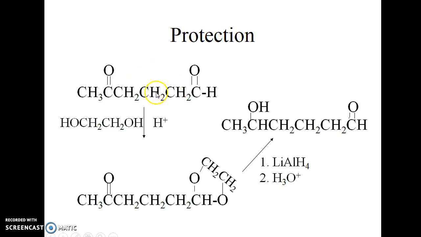If we take this, we can treat this with one equivalent, an acid, and the more active carbonyl, the aldehyde, would then be protected. I could then do a reduction with lithium aluminum hydride, which normally would do both, but because this is protected, it won't be reduced. It reduces only the ketone, and then I treat with acid, and the protecting group comes off, and we get the aldehyde back.